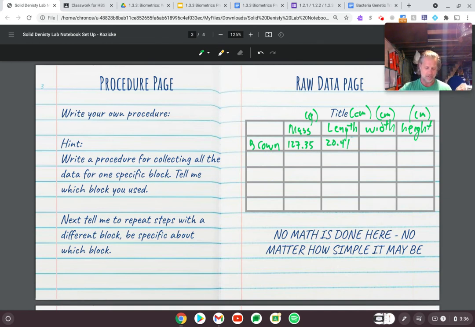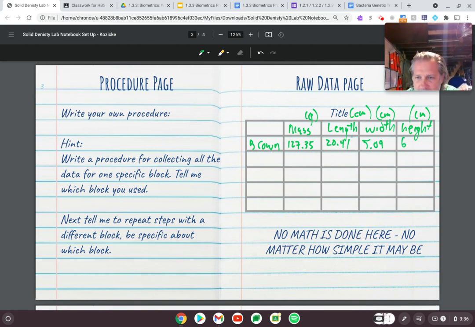Now my width, measure it again. So I'm going to do another quick measurement here, and it's not quite 5.1. It's like 5.09. So I'm going to say that's 5.09. We've already got centimeters at the top. And then the height would be something like 6.11.